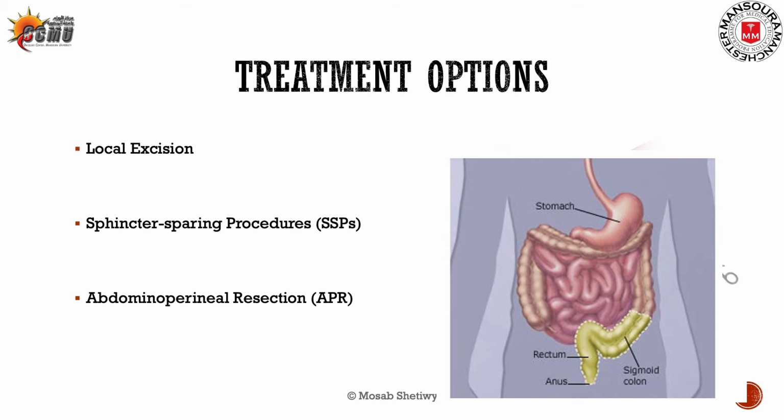For locally advanced low-lying rectal cancer that is 4 centimeters or less from the anal verge, abdominoperineal surgery is indicated. And as we've mentioned, if the patient is incontinent from the beginning, then this patient with rectal cancer should have an abdominoperineal resection. Let's now review the other two options.